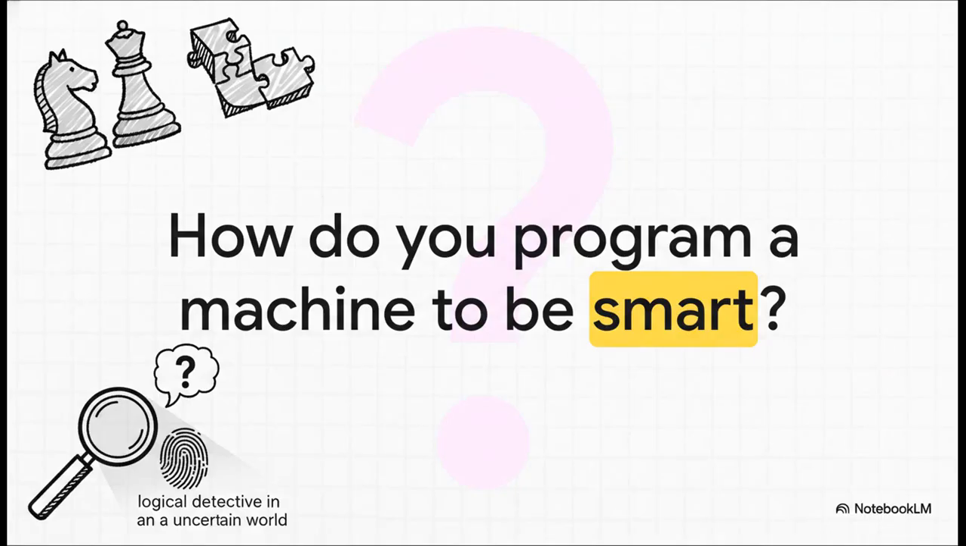It really all comes down to this one big question, right? And of course, there's no single answer. So instead, we're going to take a tour of three totally distinct ways AI is built to tackle problems. First, as a competitive player in a game, then as a meticulous puzzle solver, and finally, as a logical detective trying to make sense of an uncertain world.